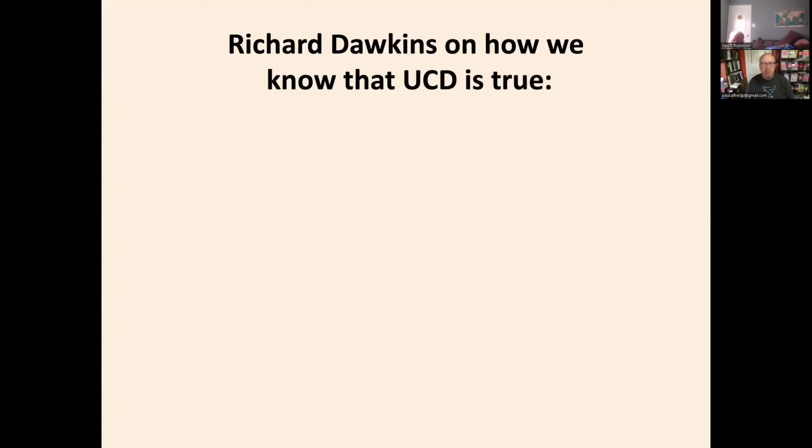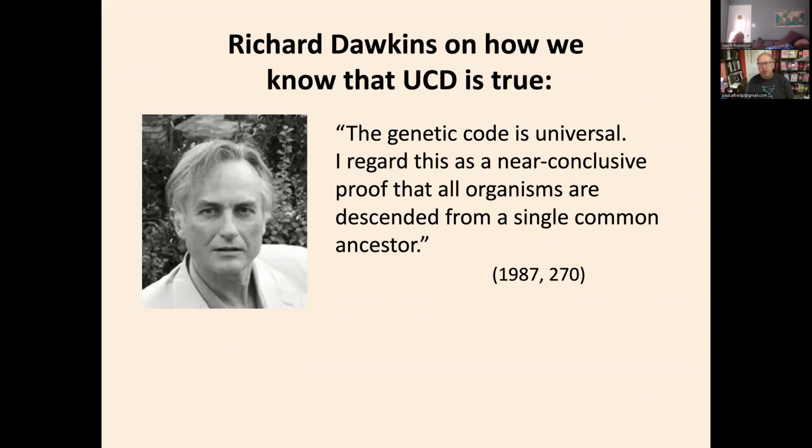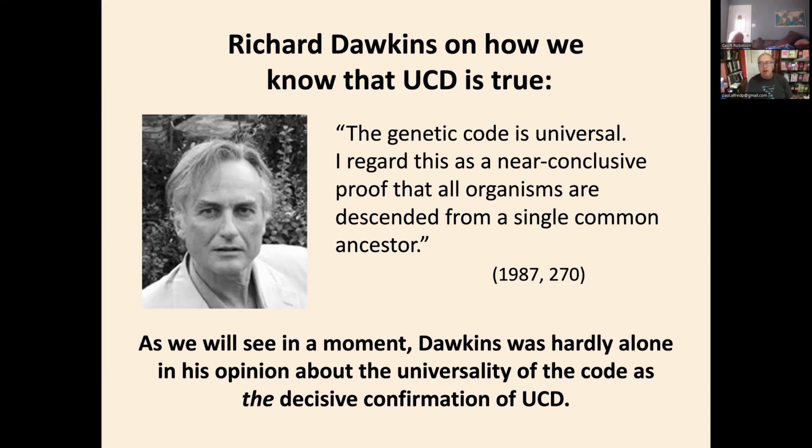Now, Dawkins in The Blind Watchmaker says it's a near conclusive proof. This is how he knows universal common descent is the case. In fact, I think if you go on YouTube, there are multiple interviews with Dawkins where the question is put to him, how do you know universal common descent is the case? He says, the genetic code is universal. And he says, I regard this as definitive. It's a near conclusive proof.